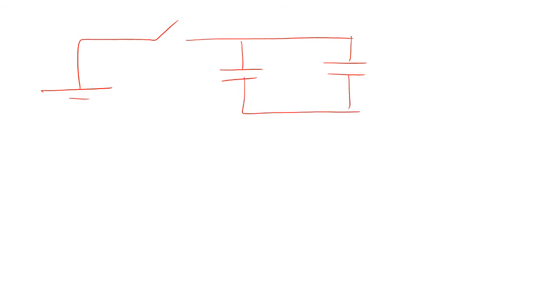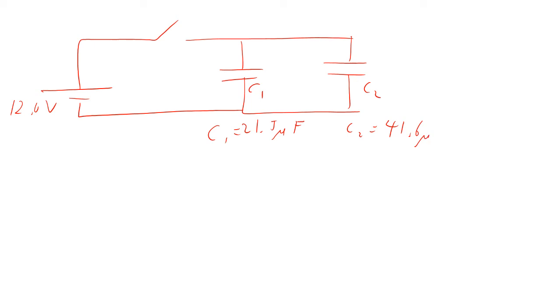So now let's do an example in which we have the same 12-volt battery and the same two capacitors, but we're now going to connect them up in this way. So this is C1, that's C2. So C1 is still going to be equal to 21.5 microfarads. C2 is still going to be 41.6 microfarads.